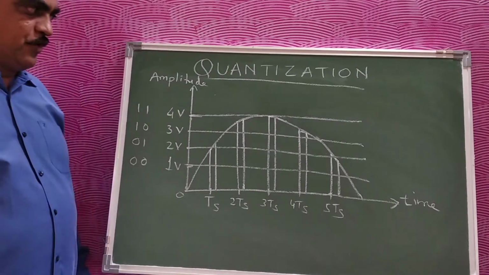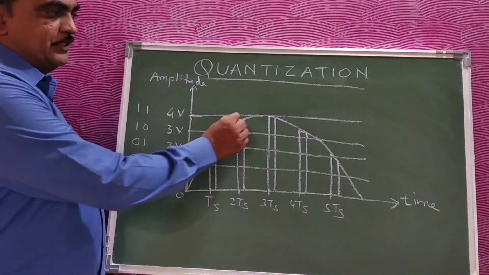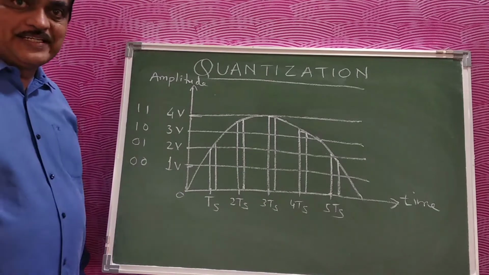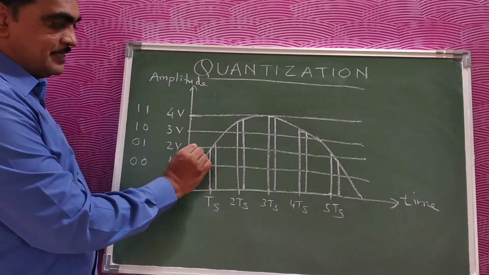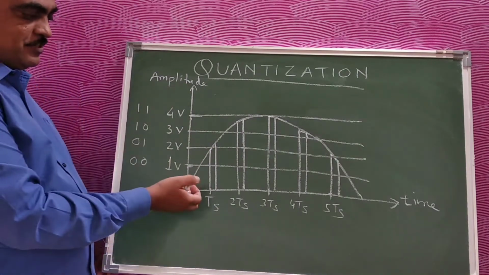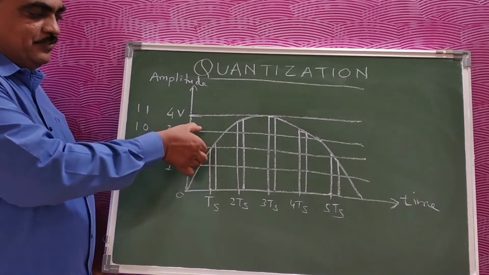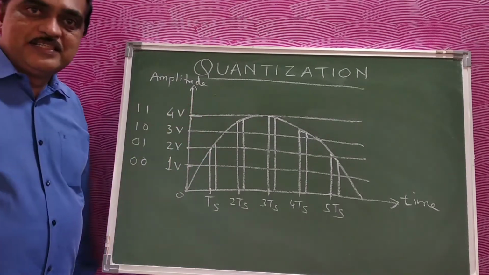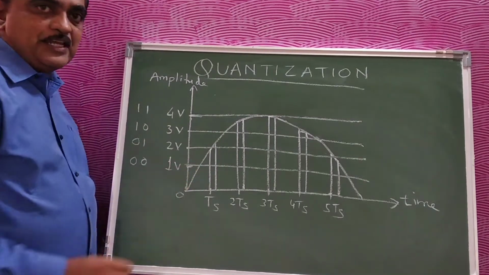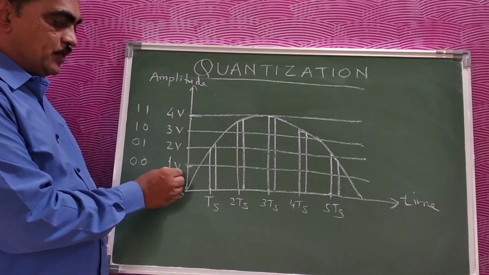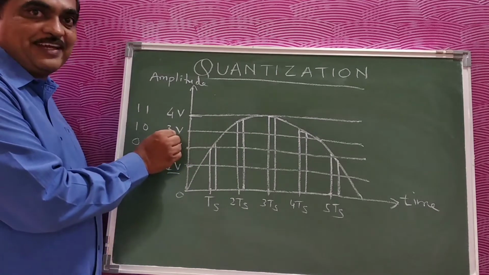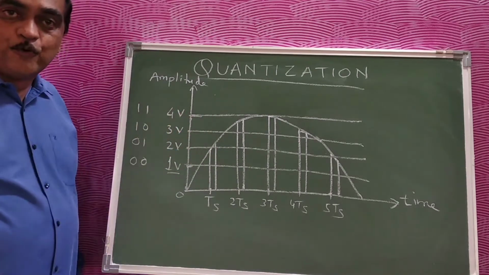Well, now here students, we have shown the same analog signal, the samples, and upon that we have shown levels. For simplicity, we have taken four levels. This is the first level, second level, third level, fourth level. These are the levels of quantization. The first level in our analog value we can take as 1 volt, the second level as 2 volt, the third level as 3 volt, and the fourth level as 4 volt.